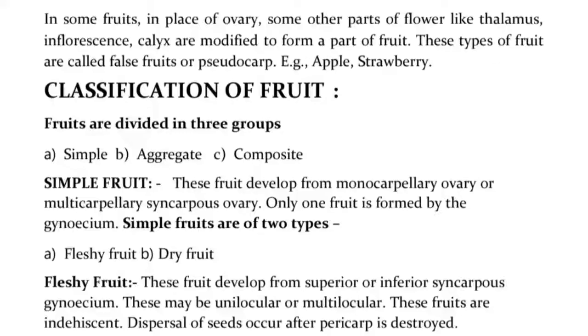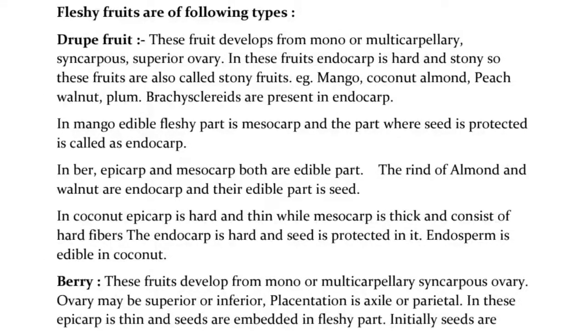Fleshy fruit: these fruits develop from superior or inferior syncarpous gynoecium. These may be unilocular or multilocular. These fruits are indehiscent. Dispersal of seeds occurs after the pericarp is destroyed. Fleshy fruits are of the following types. Drupe fruit: these fruits develop from a mono or multicarpellary, syncarpous, superior ovary.